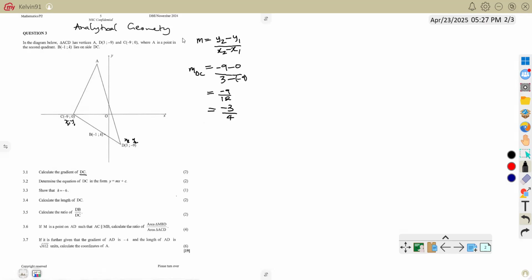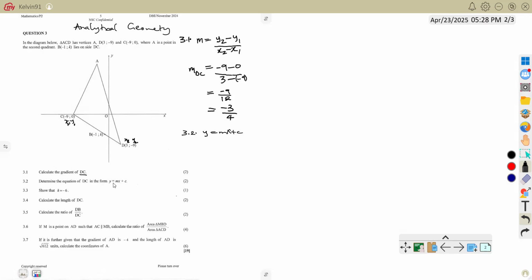That is question 3.1. Then we can go to question 3.2. The question 3.2 is saying, determine the equation of DC in the form y equal to mx plus c. We want the equation of DC. This is the equation of a straight line.